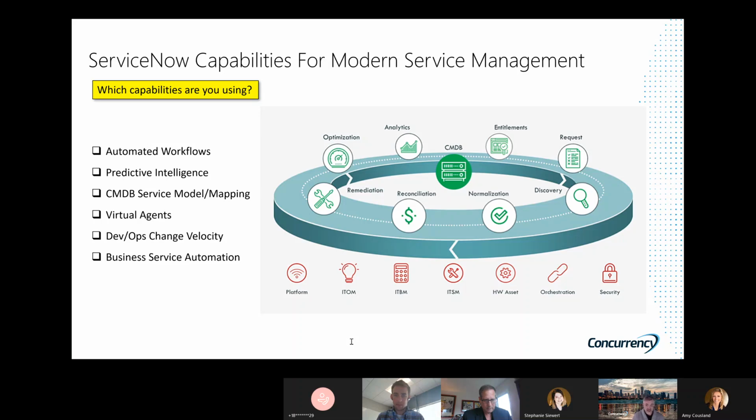And with Flow Designer and all of its new capabilities in San Diego, they are really driving automation and low-code, no-code workflow design to strategically position themselves to fast track how we can drive resolution, which is awesome.